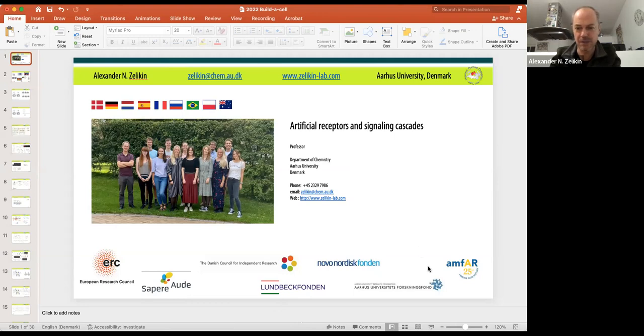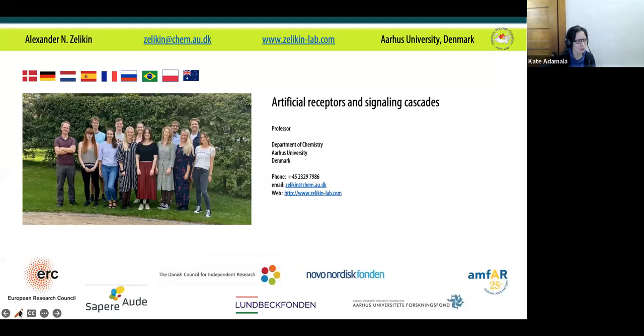Can you actually see the slides? Yes, we see the slide, but you're not in screen sharing mode yet. Sorry, now you're in full screen. Perfect. Fine, super.